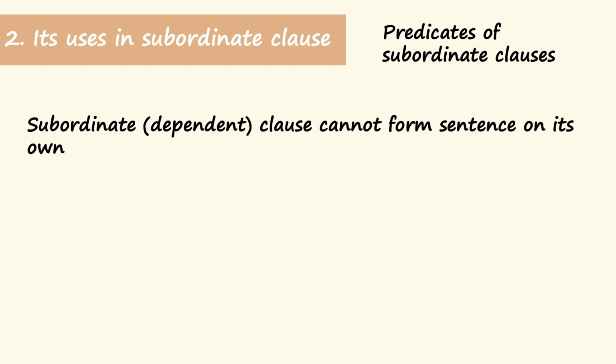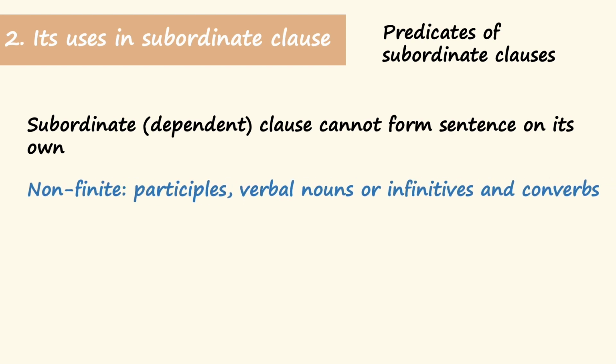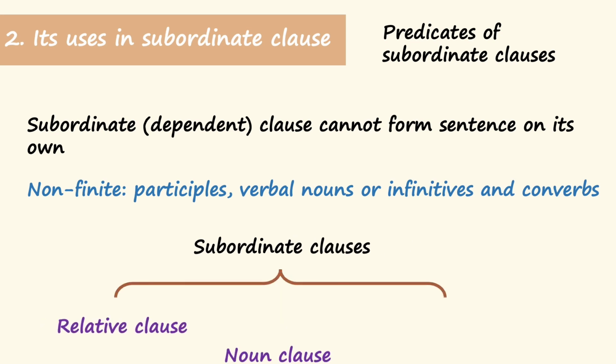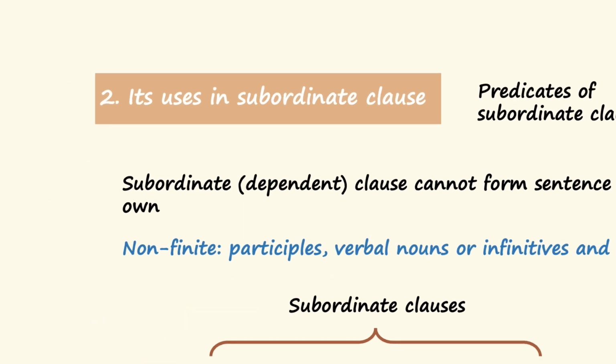In Kazakh, subordinate clauses are mostly non-finite, which means that predicates of subordinate clauses are formed by non-finite verb forms, such as participles, verbal nouns, or infinitives and converbs that cannot show tense. There are three main types of subordinate clauses: relative clause, noun clause or complement clause, and adverbial clause.